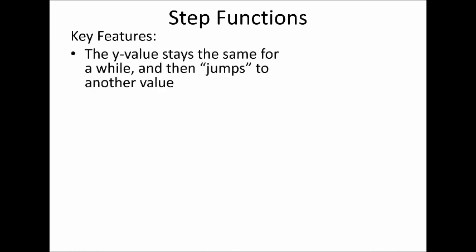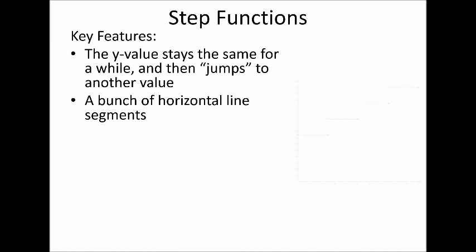The second type of graph that we're going to look at today is a step function. A step function, as I said earlier, it's a little bit weird. Some of the key features are that the y value will stay the same for a little while, and then it will jump or step to another value. So it's not nearly as smooth as a line or a line segment function that we've seen so far. It is composed of a bunch of horizontal line segments. Again, it looks like it's a set of stairs or steps.